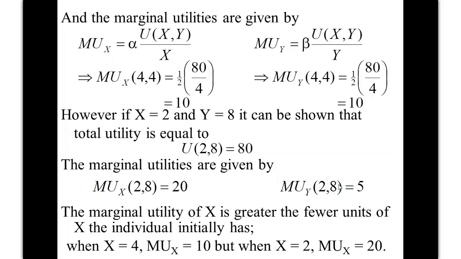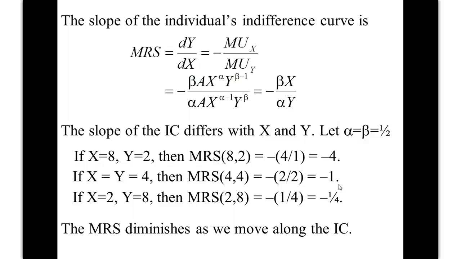Of course, we have to consider the price, which is what we have to add. But if it just comes down to a utility choice, x, because they're consuming less of it, has a higher marginal utility than y. So the marginal utility of x is greater, the fewer units being consumed. So with x equal to 4, marginal utility was 10. But with x equal to 2, marginal utility is 20. So we can use these points to show how utility changes along an indifference curve, given that utility is constant. So utility will be 80 units.